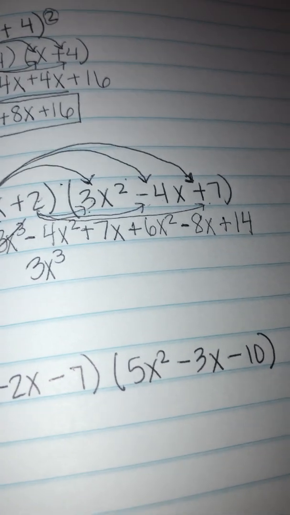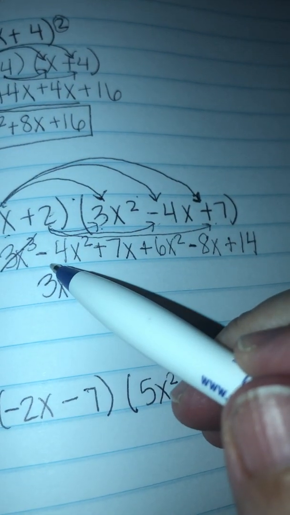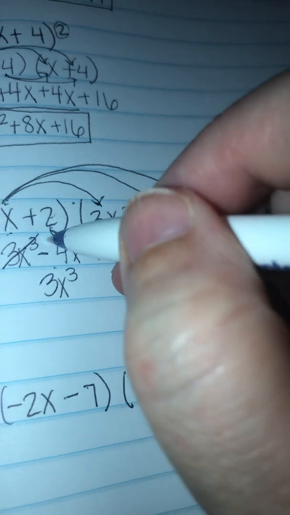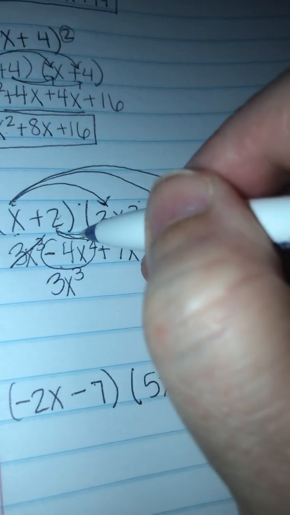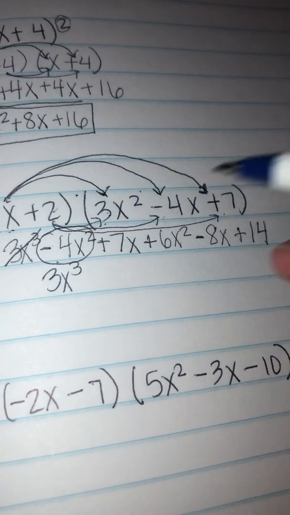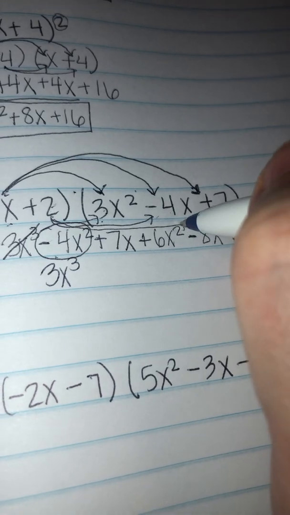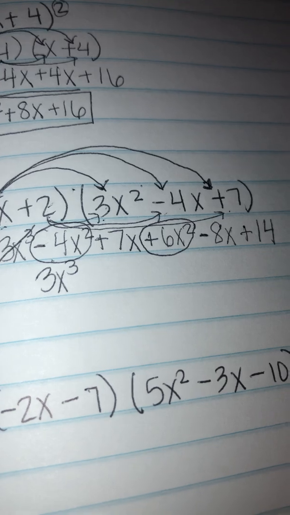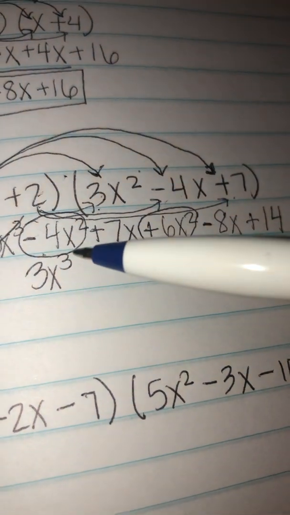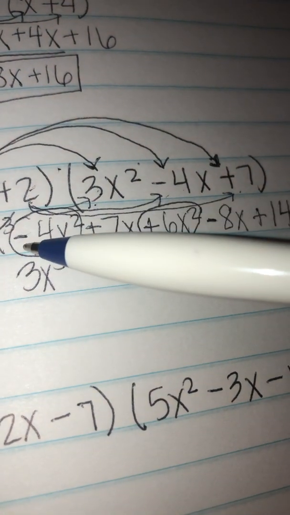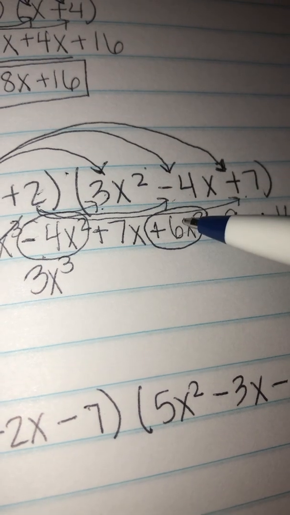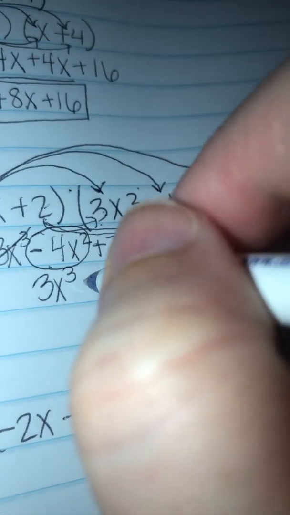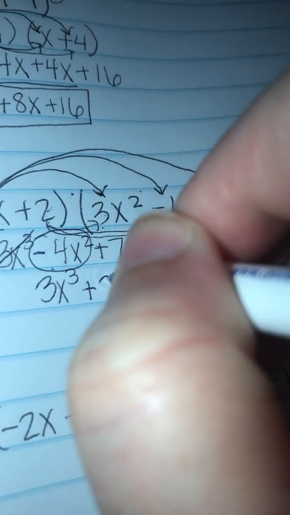The next thing I have is negative 4x squared. Negative 4x squared does have a like term with it. Over here, I see another x squared, positive 6x squared. So in my calculator, I'm going to combine these. I'm going to do negative 4 plus 6, which should give you positive 2.